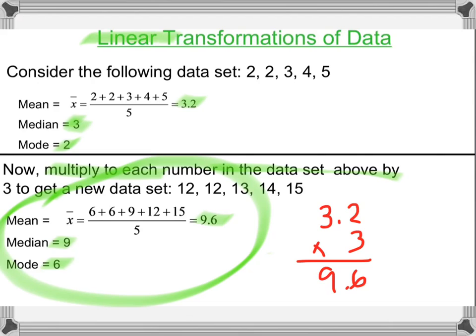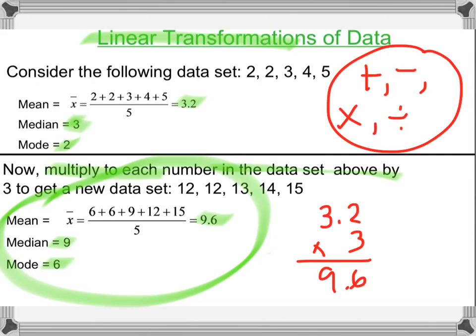Okay, and these are called linear transformations. Linear transformations means to add or subtract, multiply, or divide. Those 4 operations, if you do any of those 4 operations to every single number in the data set, you can just take the 3 measures of central tendency that you may have already calculated and do it to that and get the new measures of central tendency.